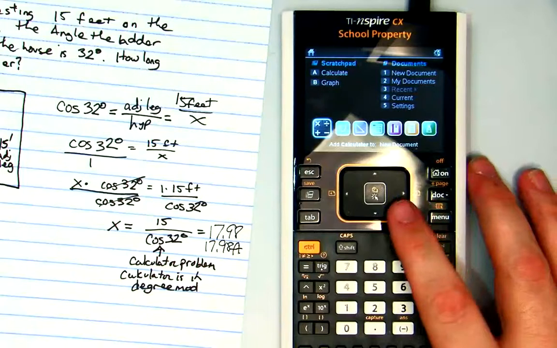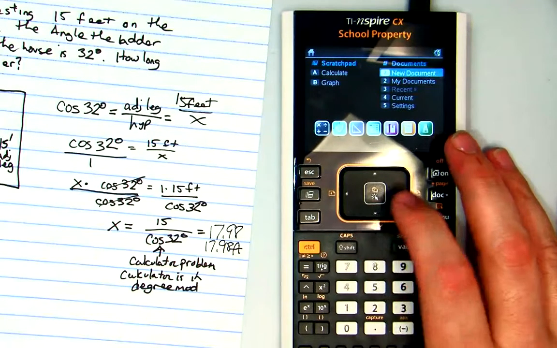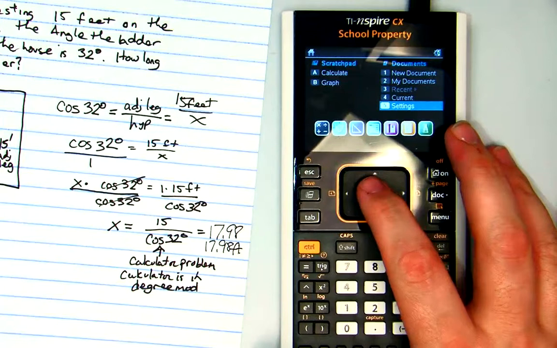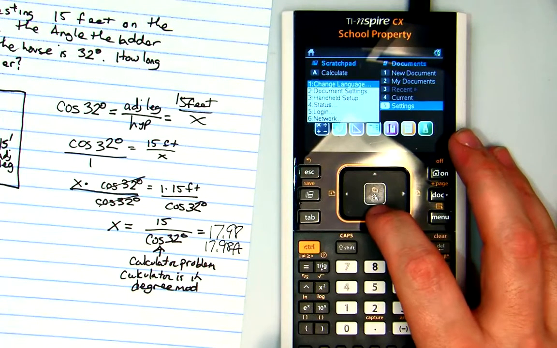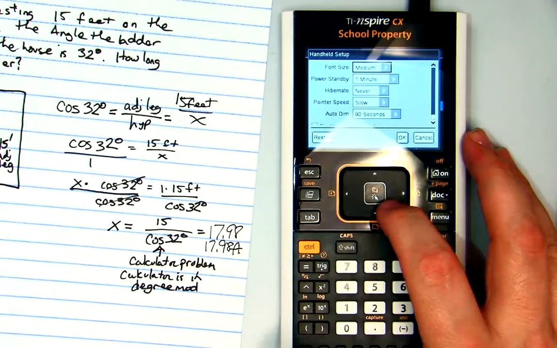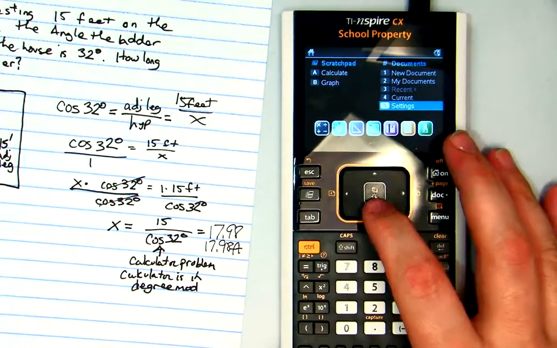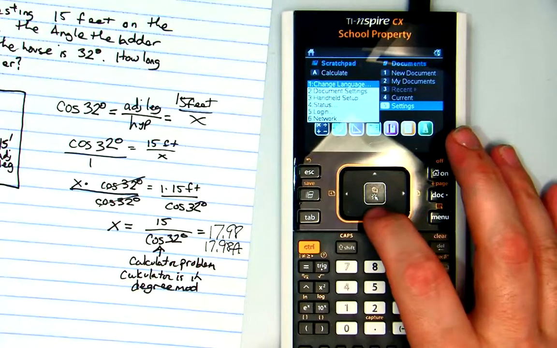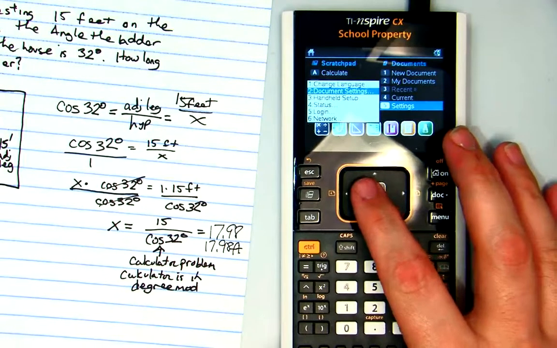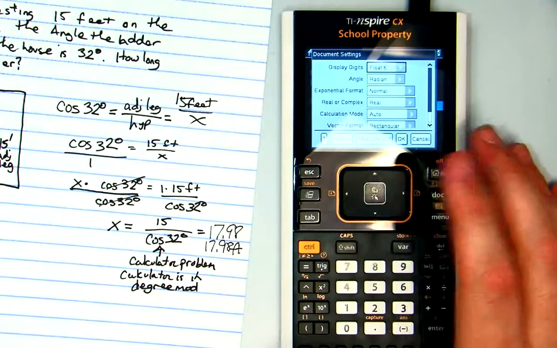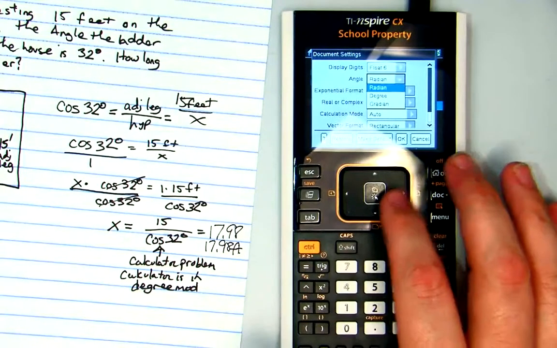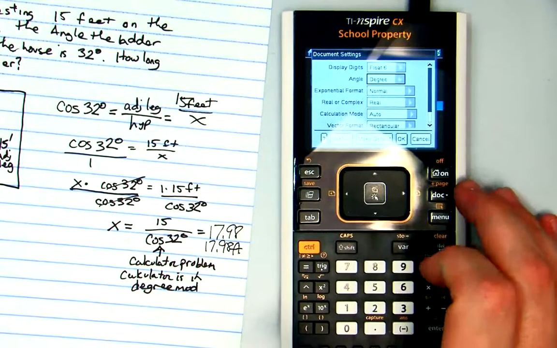You can always just click out of here, go over to settings, and you can check handheld settings. That doesn't do it, so you escape out. You always have to play around with this. Go to document settings. Maybe that's it. Oh, and there it is. Oh, angles were in radians. That means I didn't get the right answer. So I had to change to degrees.